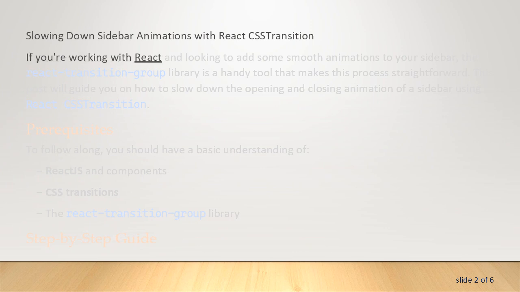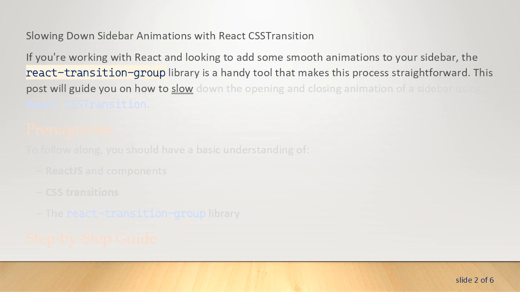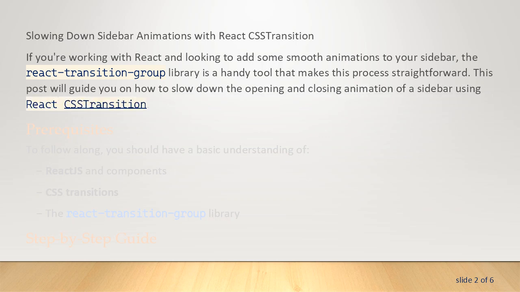If you're working with React and looking to add some smooth animations to your sidebar, the React Transition Group library is a handy tool that makes this process straightforward. This post will guide you on how to slow down the opening and closing animation of a sidebar using React CSSTransition.